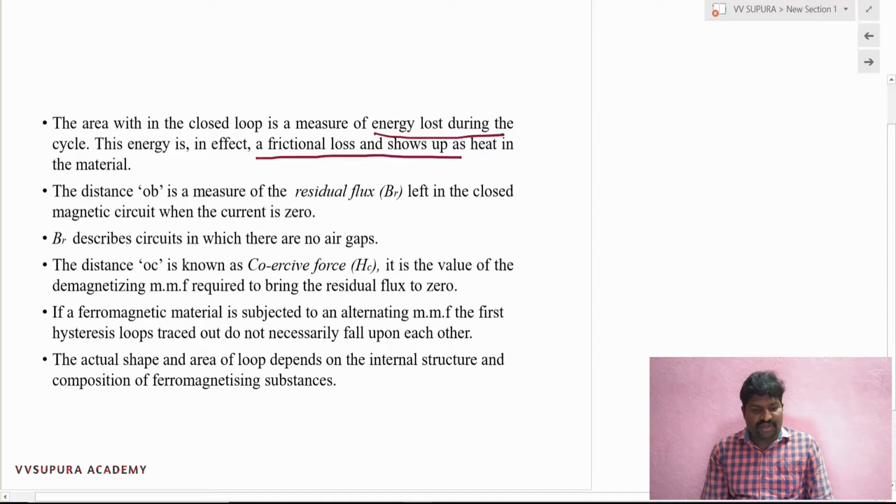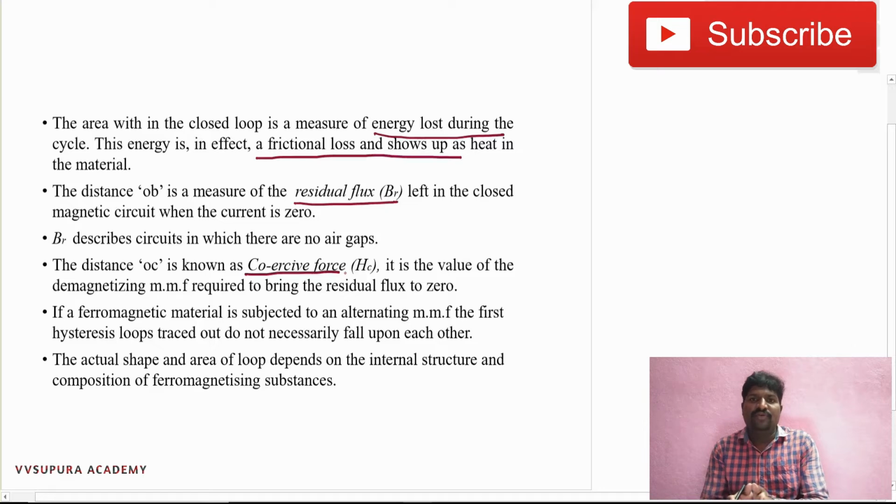The distance OB measures the residual flux, which is indicated as BR. If the residual flux is very high, it indicates that there are no air gaps in the magnetic material. If air gaps are there, it can't store that magnetic flux as residual. OC is known as the coercive force. HC is the value of the demagnetizing MMF required to bring the residual flux to zero. I already said we have to apply some additional force to make that flux density zero. That force is nothing but coercive force.